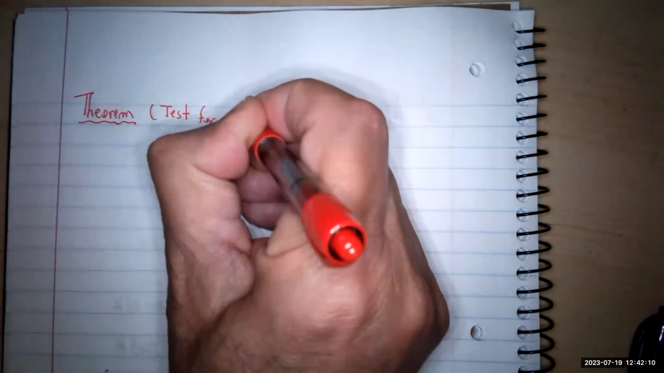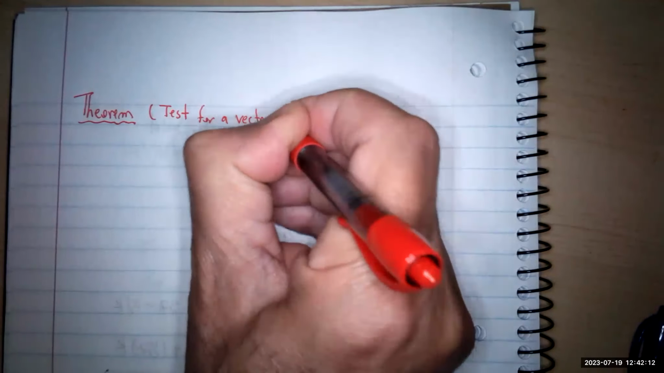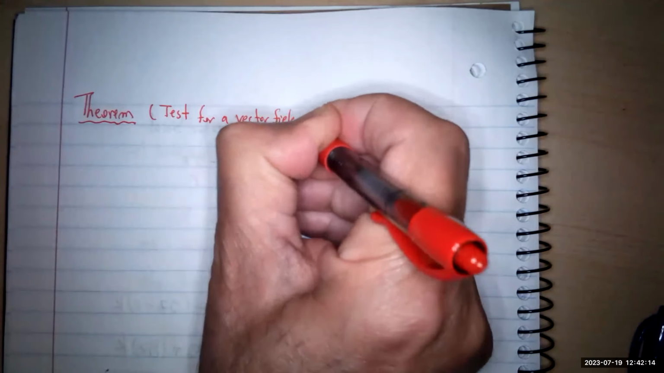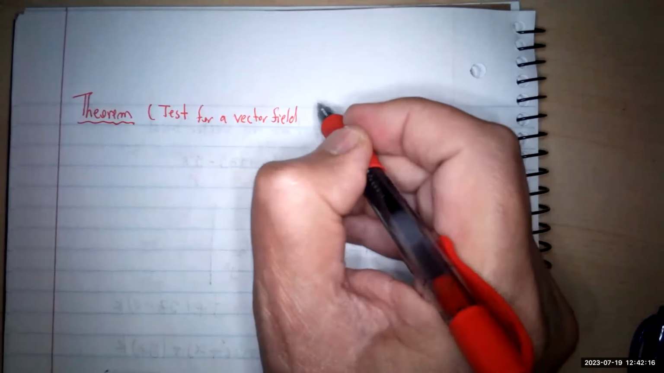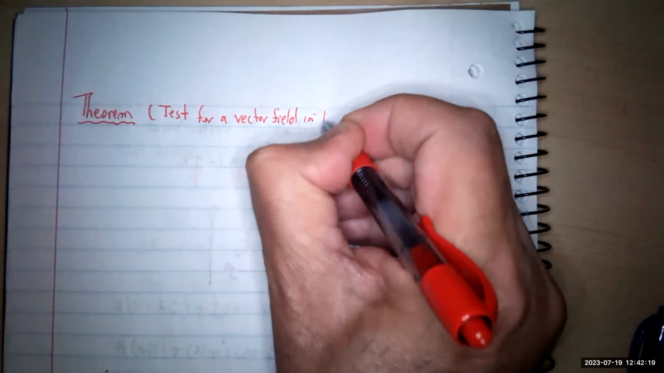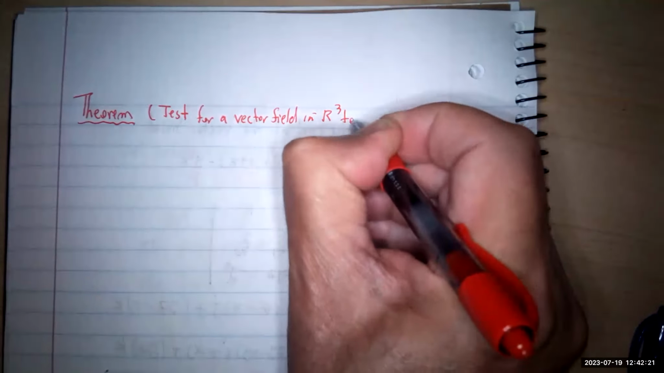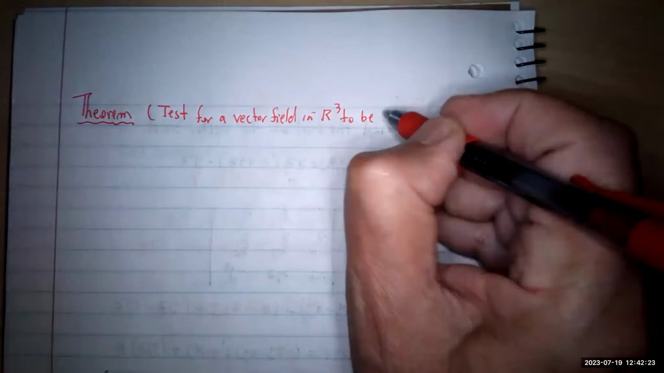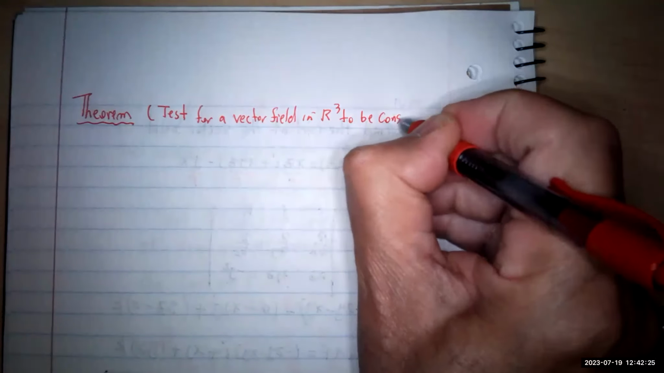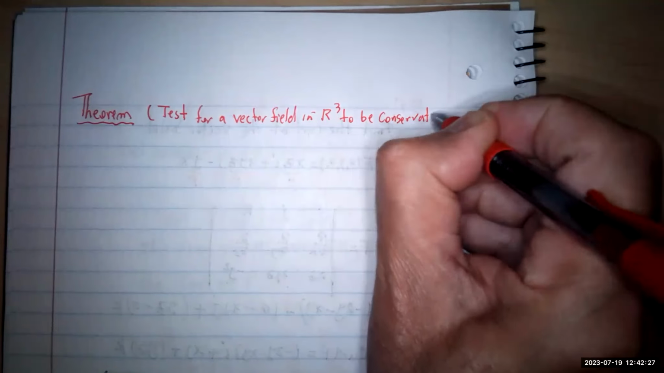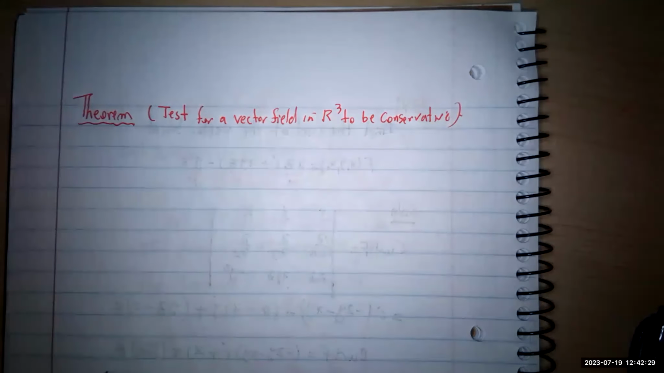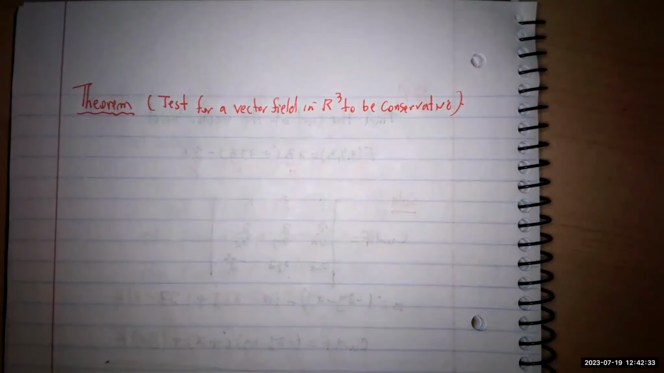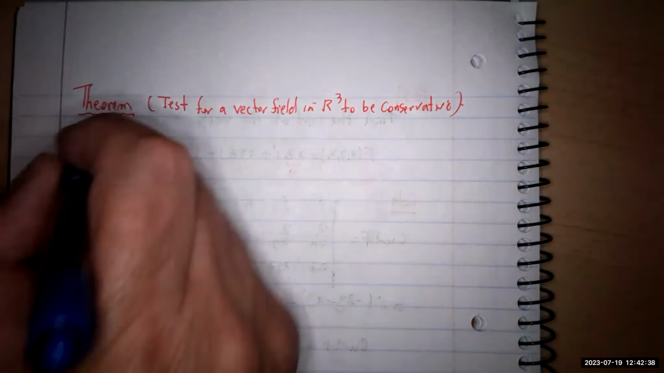Or a vector field in R3 to be conservative. That's it. So we already proved everything we need. We just write it down officially.